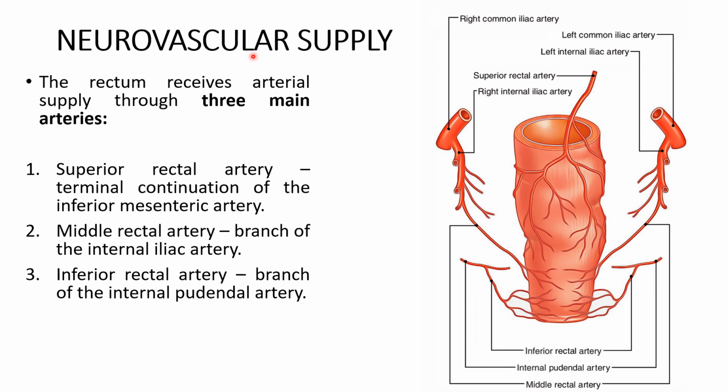About neurovascular supply of rectum. The rectum receives arterial supply through three major arteries. The three arteries are superior rectal artery, middle rectal artery, and inferior rectal artery. In this image, you can see the three arteries.